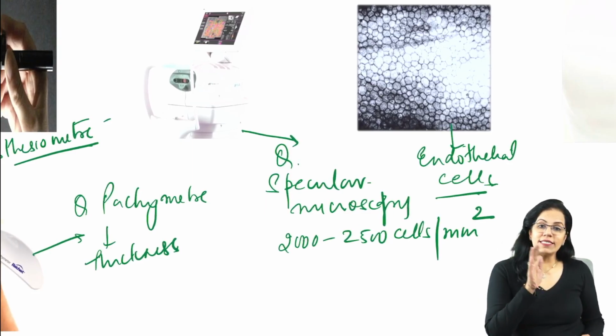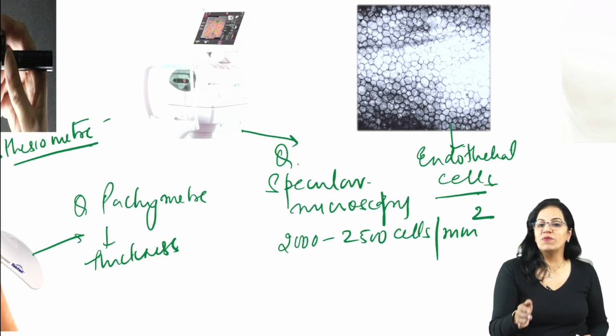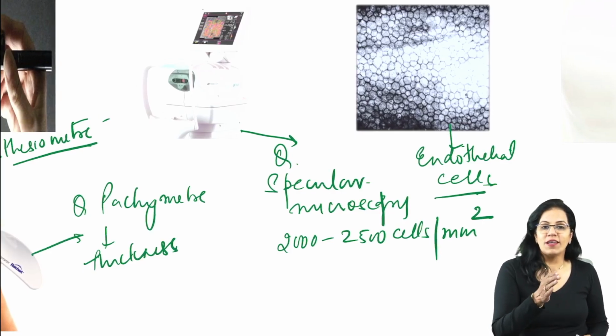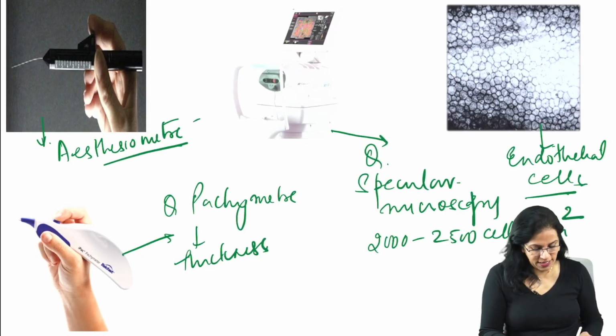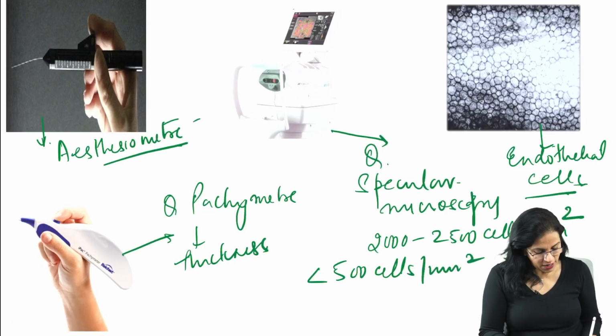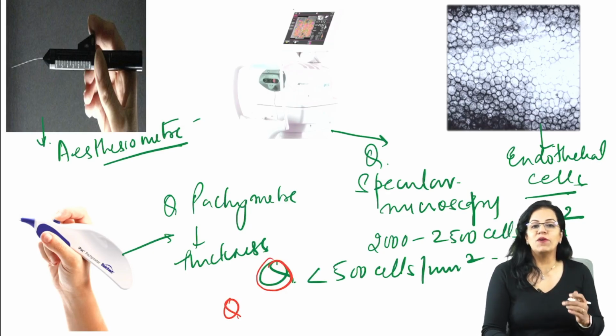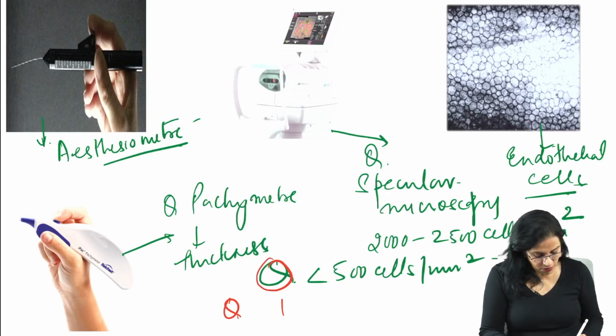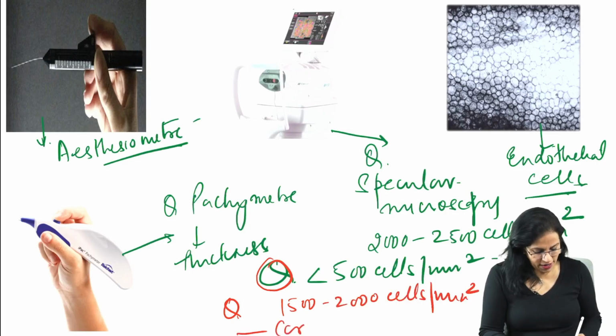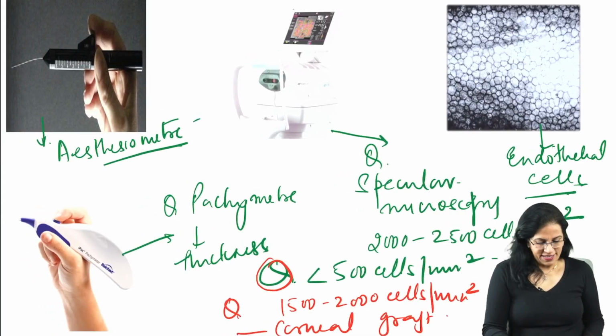And if it goes less than 500, then the cornea cannot be in a dehydrated state, and there what occurs is corneal edema. Okay, hydration starts. So less than 500 cells per millimeter square is important. Cut off, you have to remember. Another question to keep in mind is, in a corneal graft, what should be the minimum number of endothelial cells? It ranges from 1500 to 2000 cells per millimeter square that should ideally be there in a corneal graft. Okay, so these are important points on this slide, right?